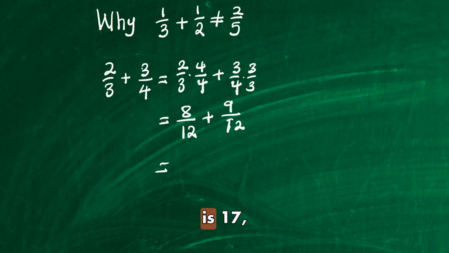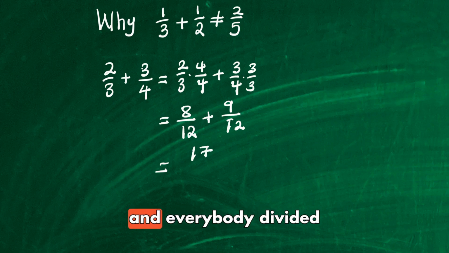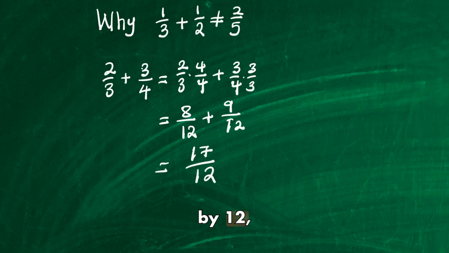So 8 plus 9 is 17, and everybody divided by 12. Okay, so that is the first method, right?